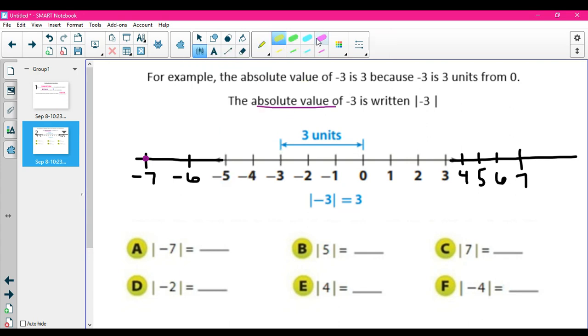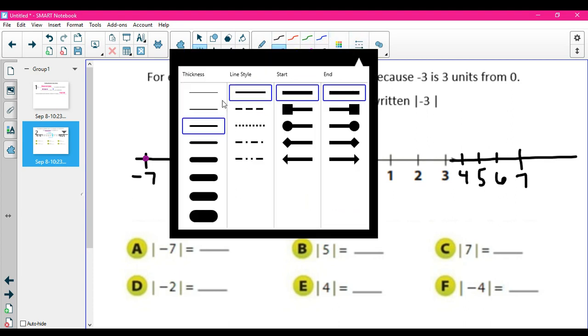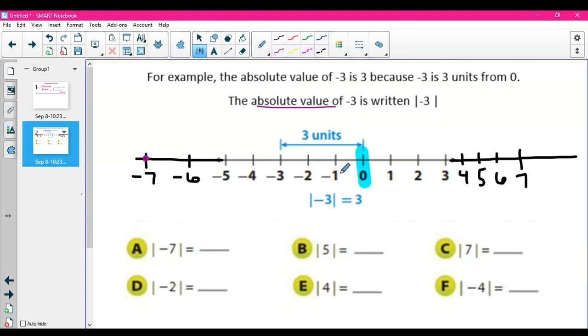So what I want to do is I want to know where 0 is at all times. So I'm going to highlight it. Now I am going to count how far away -7 is from 0 to find its absolute value. So I'm going to count 1, 2, 3, 4, 5, 6, 7. It took 7 jumps in the negative direction to get to -7. The absolute value of -7 is 7.